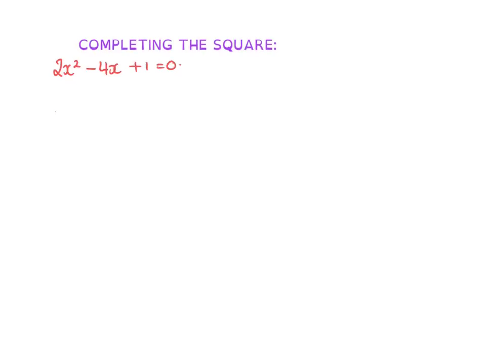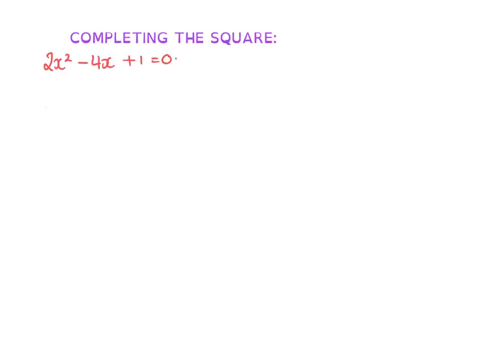Okay, when completing the square, we haven't shown you how to do it unless there's no number in front of the squared unit. So what you have to do is take that out as a factor, so you get the squared term by itself. So I'm going to take 2 out, like a factorize.